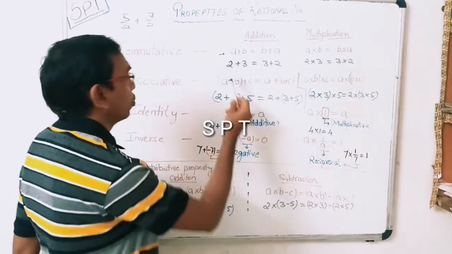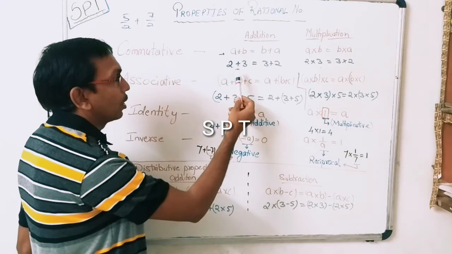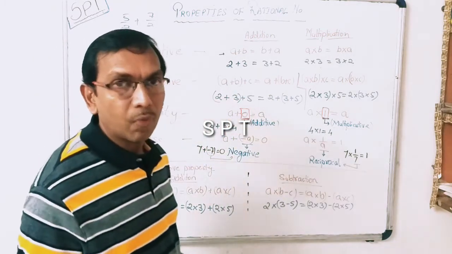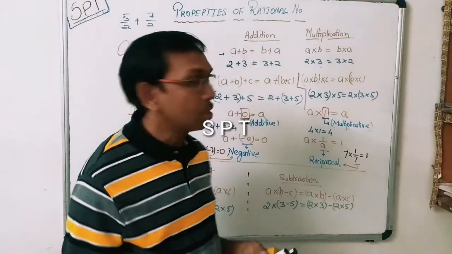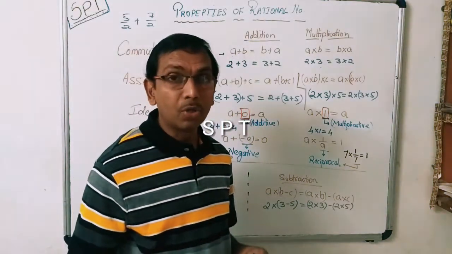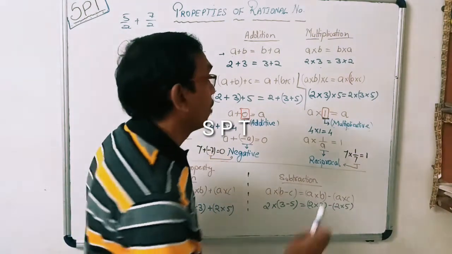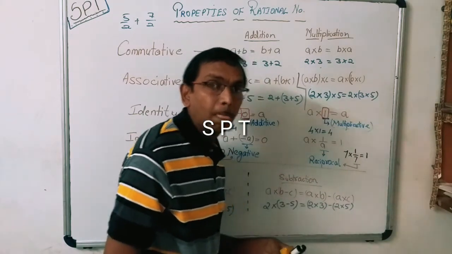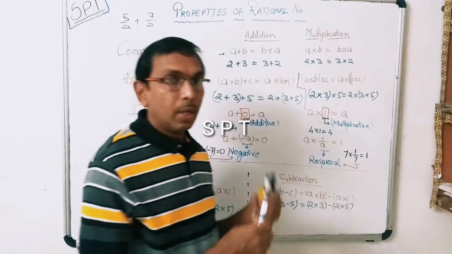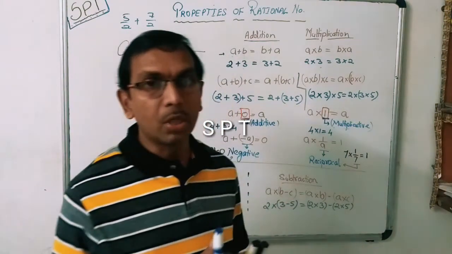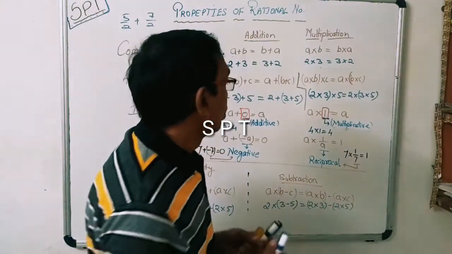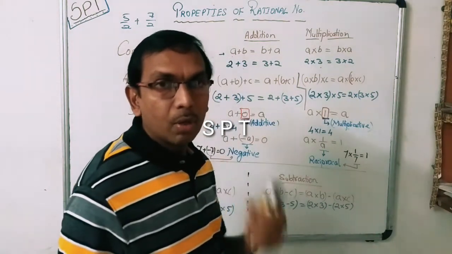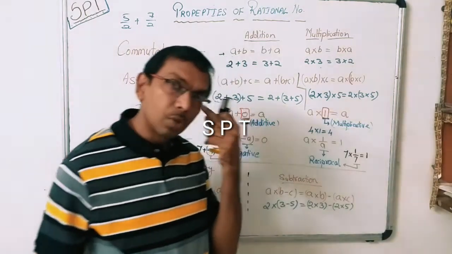For example, I take two rational numbers 2 and 3, and on adding I will get 5. Again 3 plus 2, I will get 5, the same. So this is the commutative property for addition of rational numbers. Similarly, for multiplication, a multiplied by b is equal to b multiplied by a. Again the order of multiplication doesn't change our result. Same way here we can take 2 and 3 and calculate, we will get the same answer.